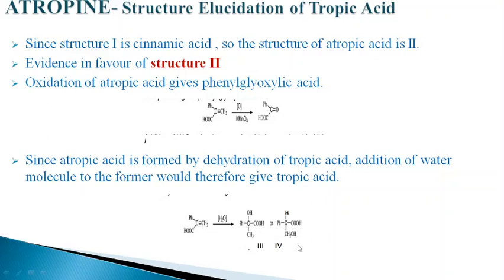This is structure 3, and the fourth structure is anti-Markovnikov addition, OH on the CH2 and H on the least substituted carbon. So we get two structures, structure 3 and structure 4. As we know that tropic acid is not optically active, so the possibility of this structure 3 is ruled out, and the probable structure of tropic acid is structure 4.